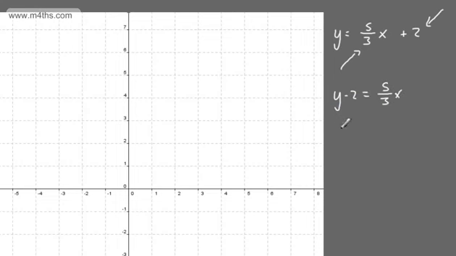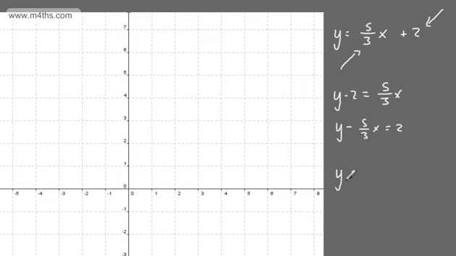It may be written in the form y minus 5 over 3x is equal to 2. You can always switch that back round into y equals mx plus c. Gradient, it goes up 5 for every 3 it goes across. Let's look at another one.